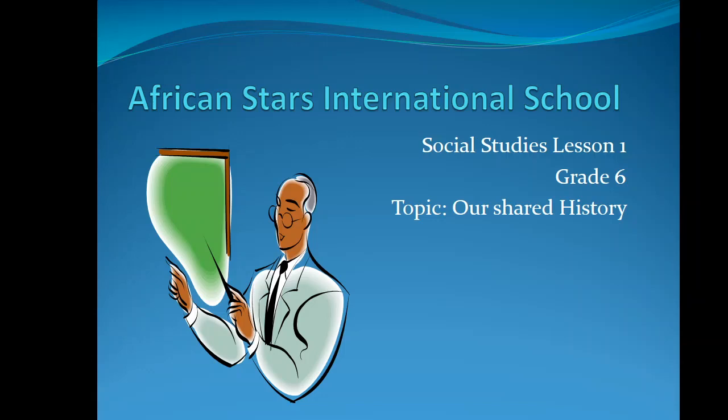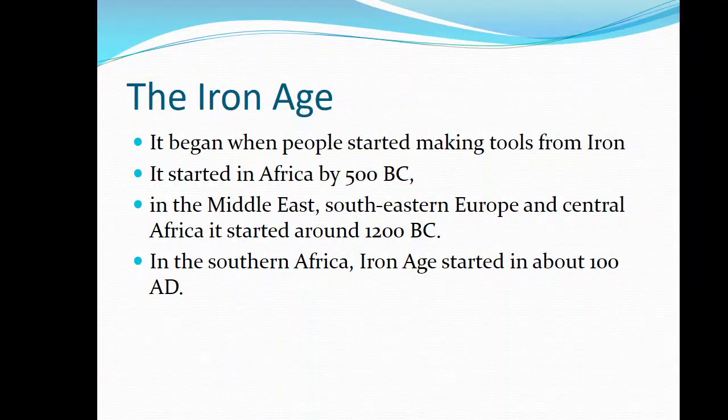Our topic for today is our shared history. The Iron Age. When did the Iron Age begin? It began when people started making tools from iron. So when they started making tools like the axes, the hoes, all those things which are made out of iron. So the Iron Age started in Africa by 500 BC. BC means before Christ, before the birth of Christ.